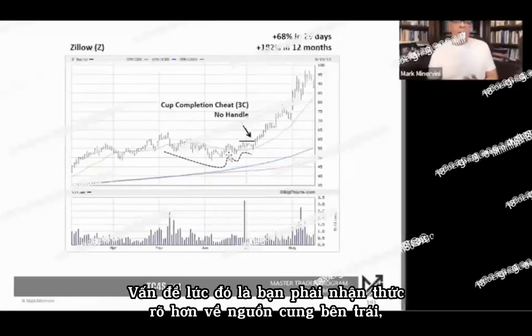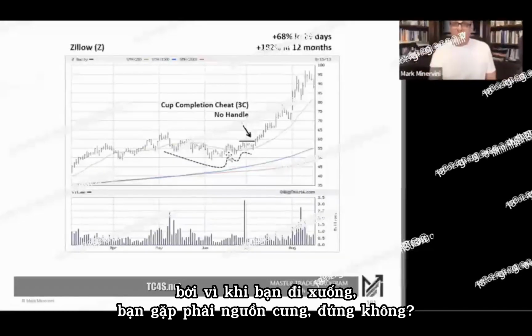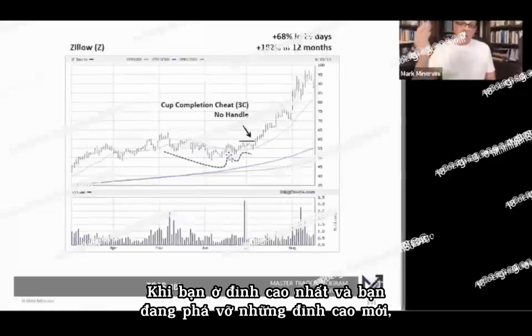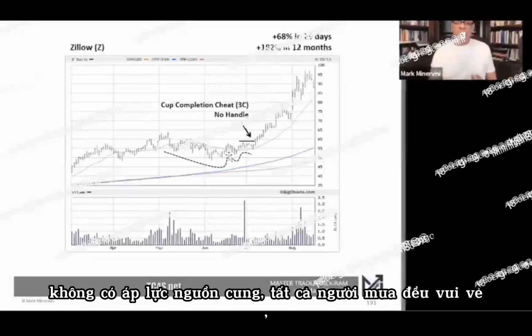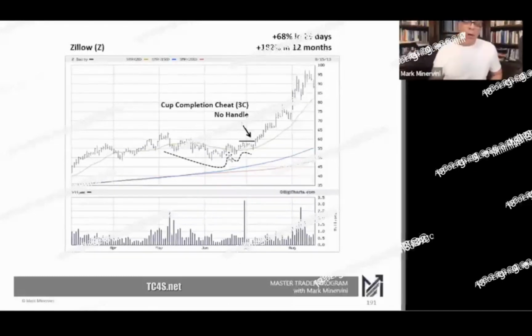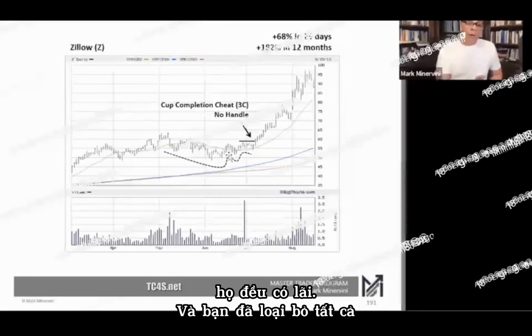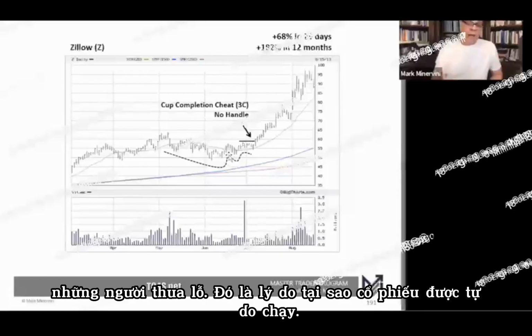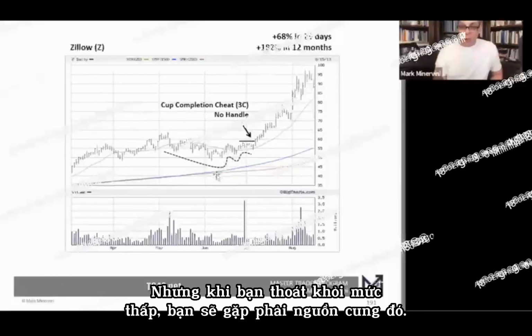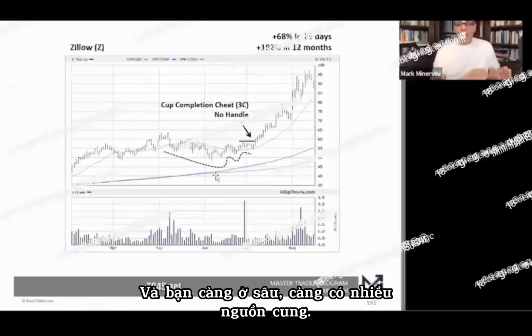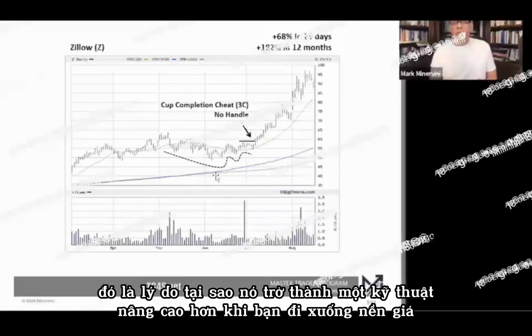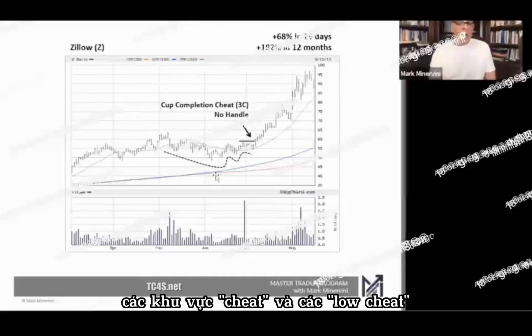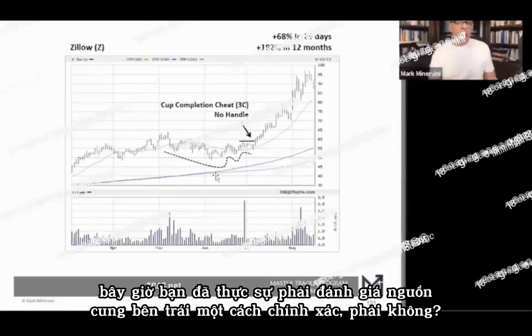The issue is that you have to be more cognizant of the supply to the left, because as you go down, you've got supply, right? When you're at the highest level and you're breaking to new highs, there's no supply. You cleared it all. All the buyers are happy. They're all at profits, and you cleared out all the people who had losses. So now the stock's free to run. But when you're coming off the lows, you're going into that supply, and the deeper you are, the more supply there is. So that's why it becomes more of an expert technique. As you go down into the base, the cheat areas and the low cheats, you've now really got to assess the supply to the left correctly.